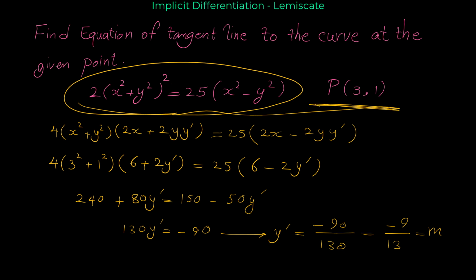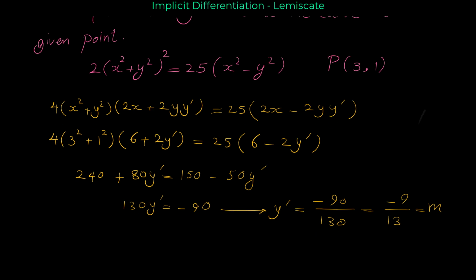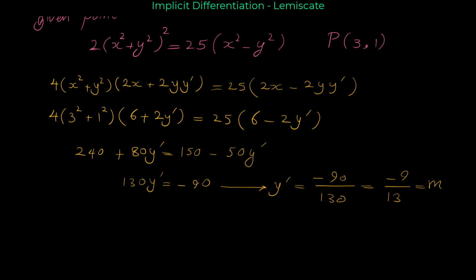Now everything is ready for writing the equation of the tangent line. Let me remind you that the equation of a tangent line, or equation of a line in general, can be written in this form. The slope is negative 9 over 13, x sub 0 is 3, and y sub 0 is 1. If we plug in these values here, we have y minus 1 equals negative 9 over 13 times x minus 3.